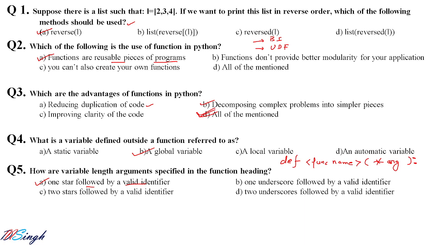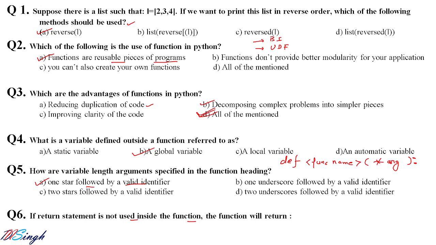Now what is the rule of a valid identifier? It should not be a keyword, it should not contain any special symbol other than underscore, it should not start with a digit, and it should not contain spaces. And what is an identifier? A name given to a variable or a function or class or object. So all the names which the user gives inside the function are called identifiers. Let us go for question number six. If a return statement is not used in a function, the function is going to return a None object.